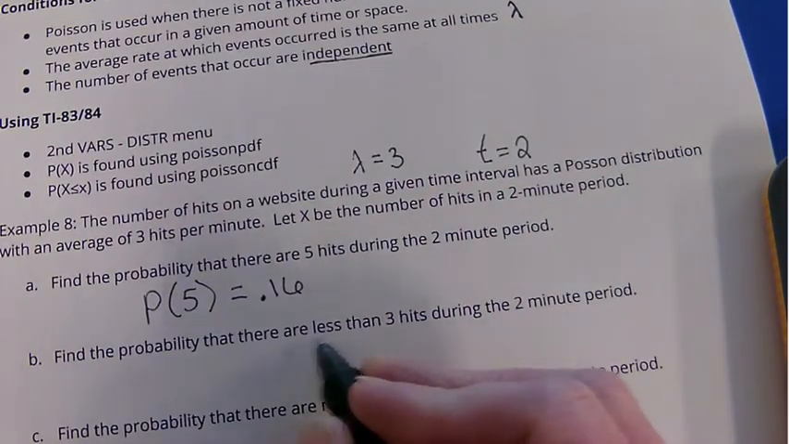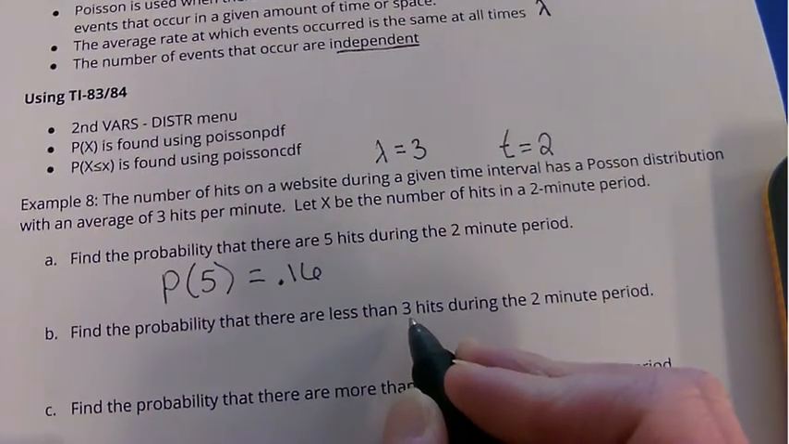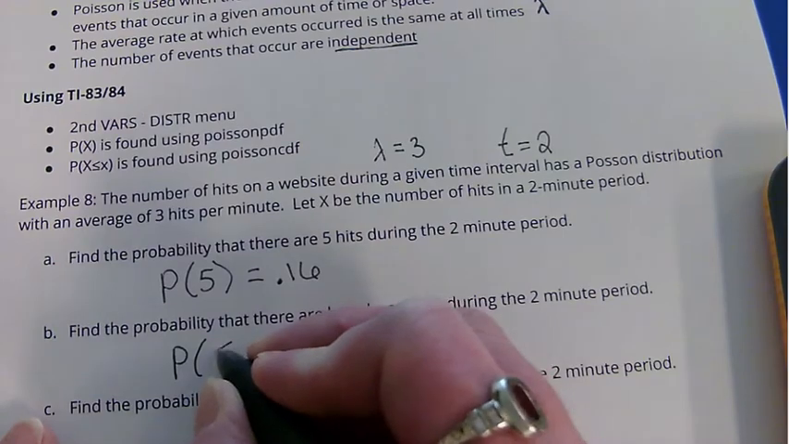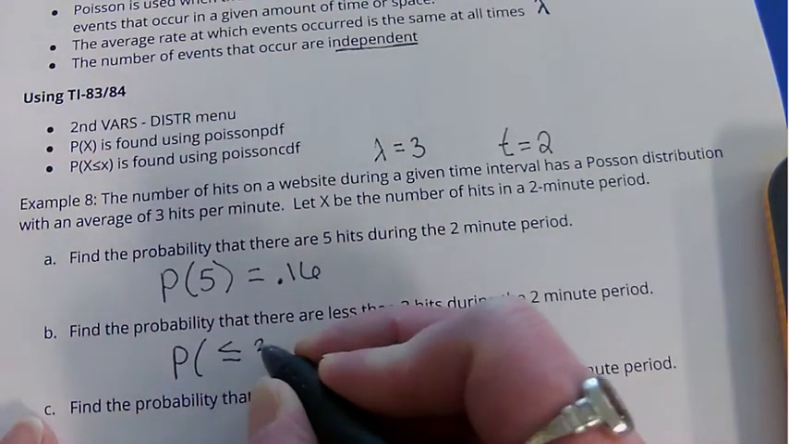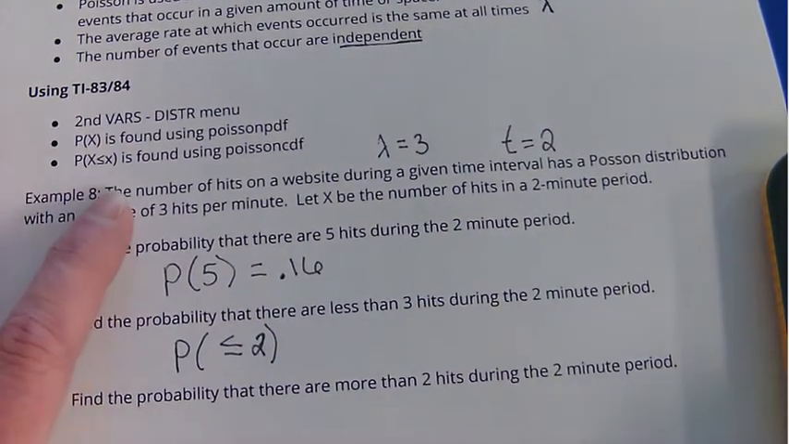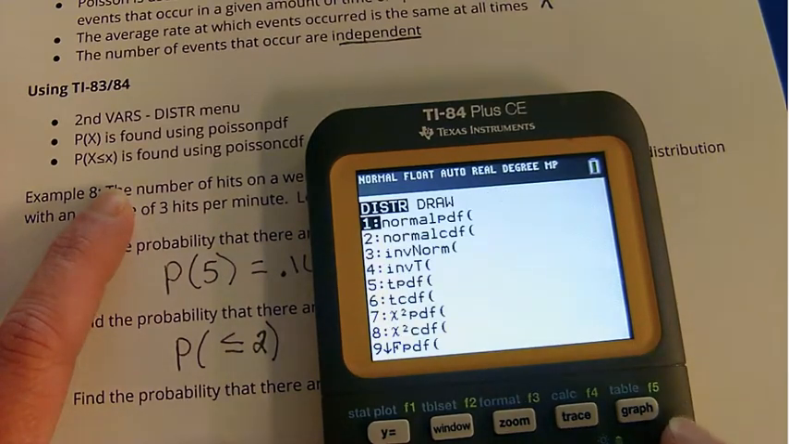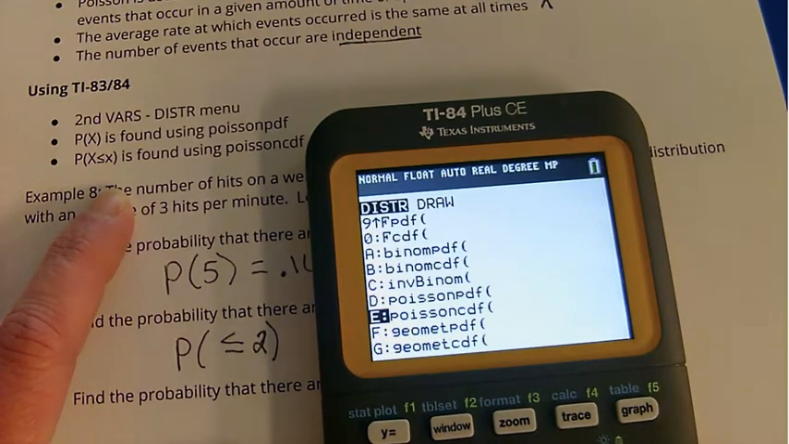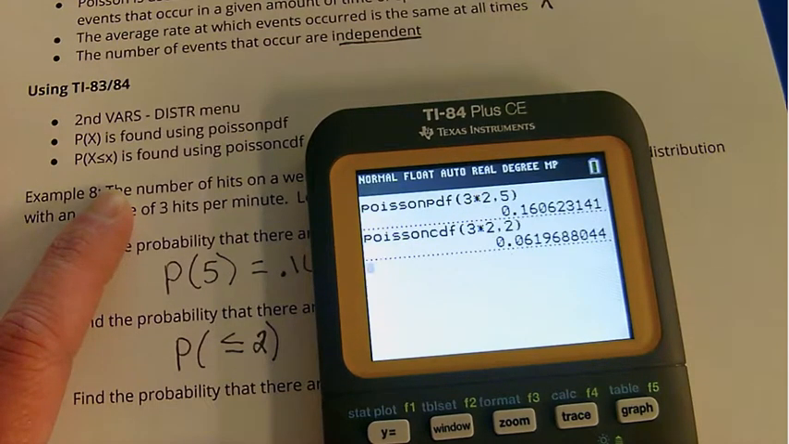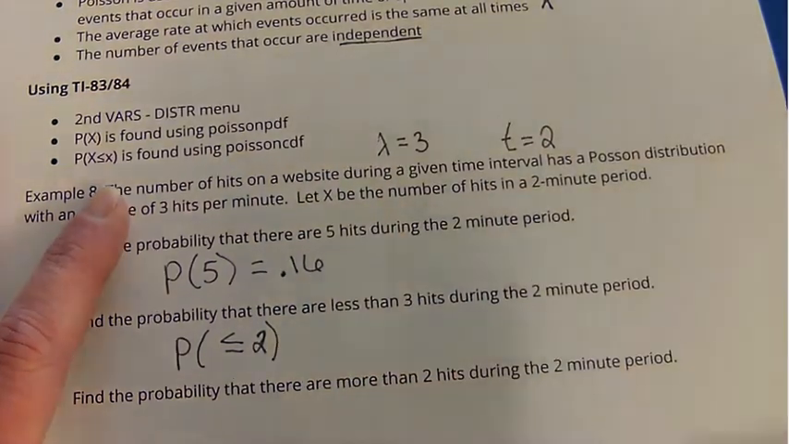Now, the probability that there are less than 3 hits, that's 0, 1, or 2. So we would actually have to think about it as being less than or equal to, not 3, because we're not including 3, but less than or equal to 2. Now this puts us in the CDF menu. And if you go from the bottom, like backwards, you find it faster. CDF, now again, it's not just 3, because it's over a 2-minute period. And we want to know the probability of being less than or equal to 2. And I get 0.06.